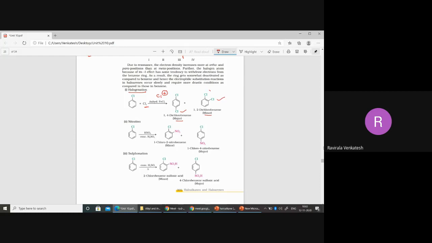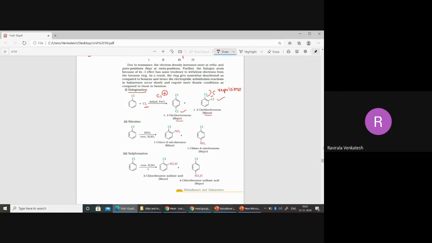But in this case, what happened? In 1,2-dichlorobenzene, ortho dichlorobenzene, there will be some repulsions. Why are repulsions generated? Because the two chlorines are near to each other. These are two bulky groups, isn't it? They are near to each other. That is the reason repulsions will be generated. That is the reason this will be minor, maybe 25% like that. This will be 75% like that.